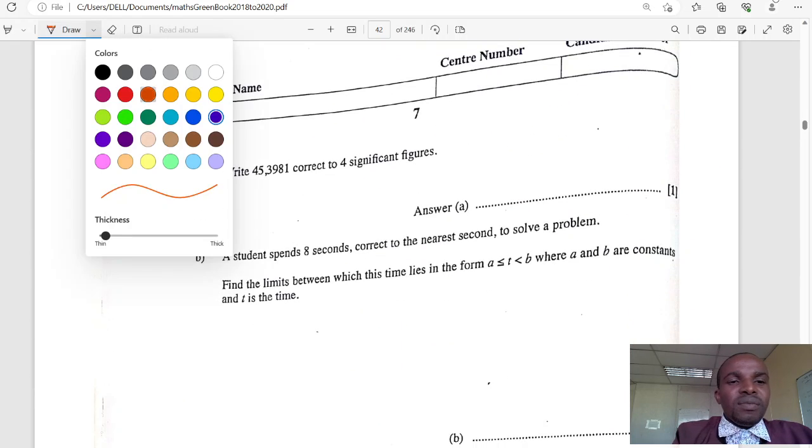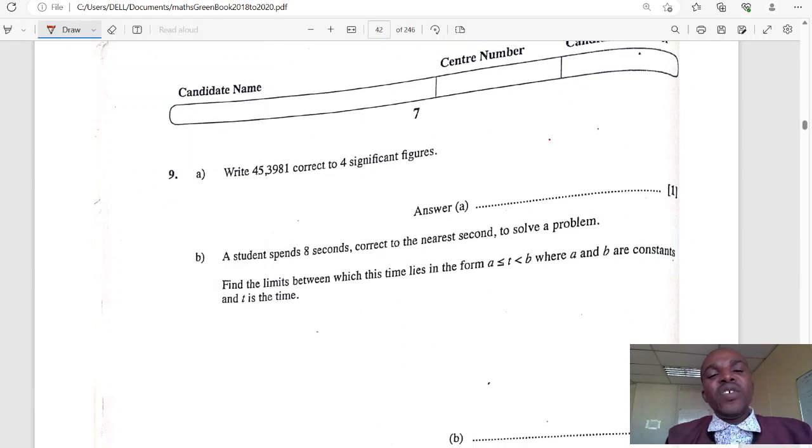Next, write 45.3981 correct to 4 significant figures. For significant figures, you start counting from the first non-zero digit. In this case, you start counting from 4. So it will be 1, 2, 3, 4. To 4 significant figures, you look at the fifth value, which is 8.